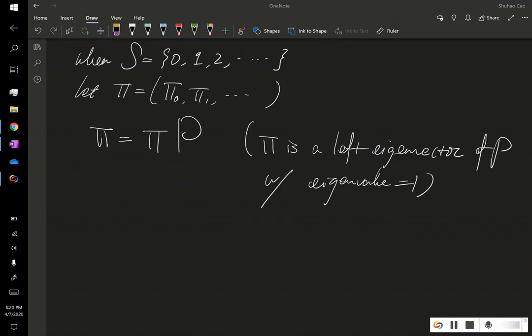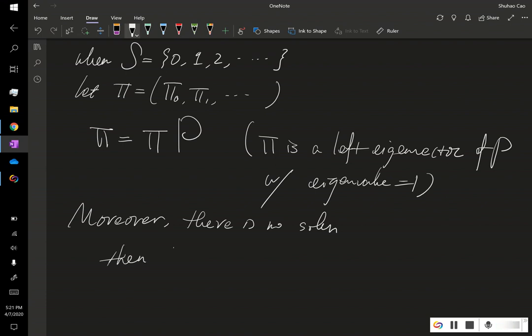Moreover, if this linear system has no solution, then this Markov chain is either transient or non recurrent.